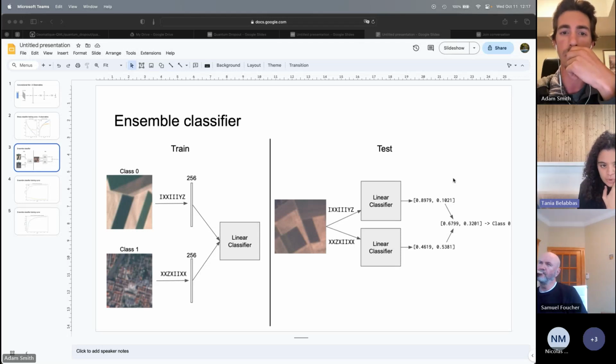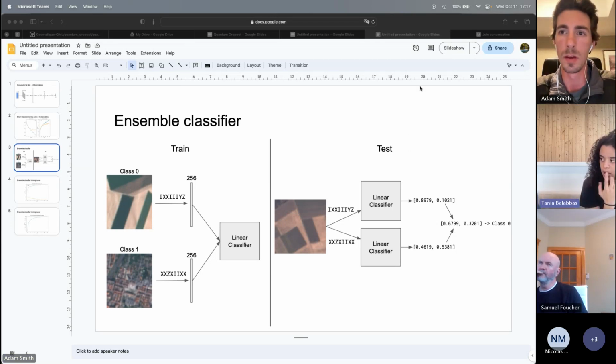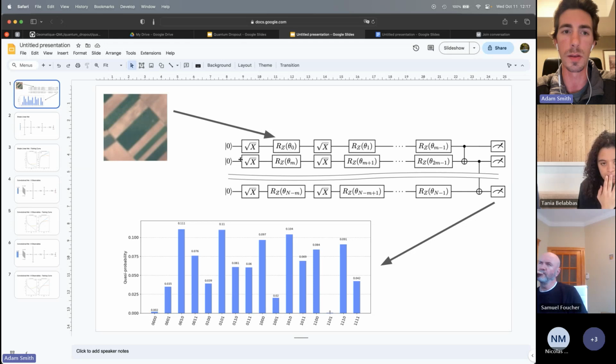Because right now your circuit, you don't train your parameters for your circuit, right? There are no parameters. No. The rotation gates are fixed. No, this comes from the data features. Yeah, so that's the pixels of the image are fed in as the rotation.